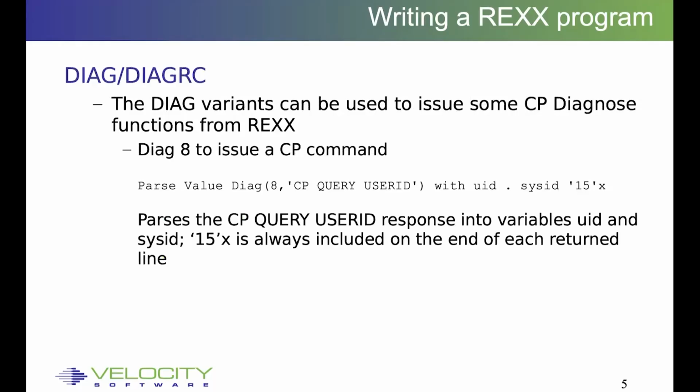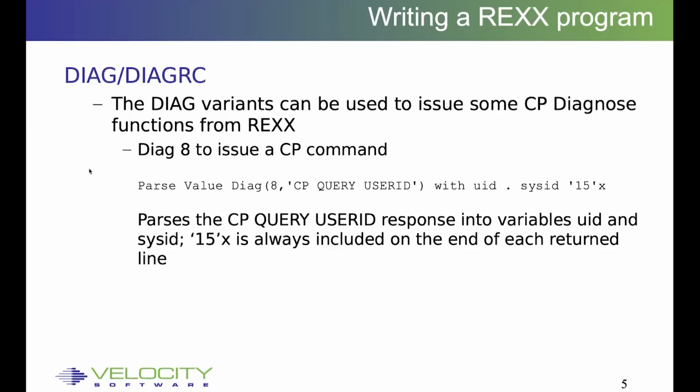The next topic we're going to discuss is diag and diag-RC. The diag variants, which is what these are, can be used to issue some CP diagnose functions from REXX. You can think of a diagnose function as something akin to a supervisor call in other operating systems. These are usually intended to be used from assembler programs, but REXX has an interface into diag functions. The diag8 function can be used to issue a CP command.